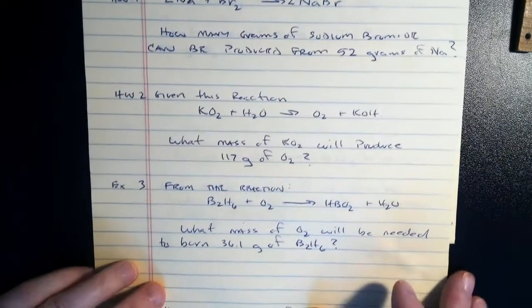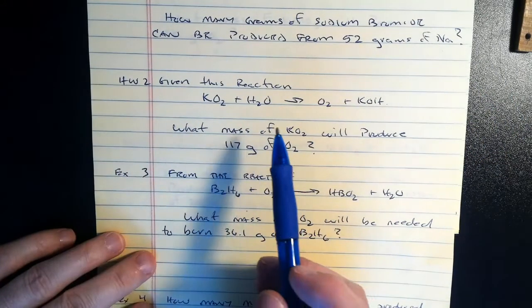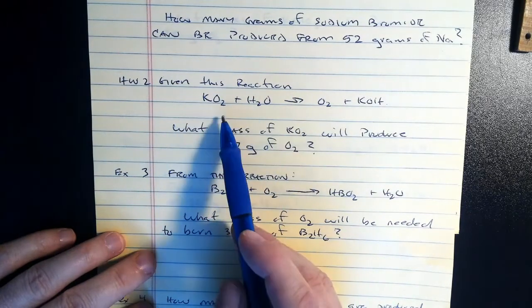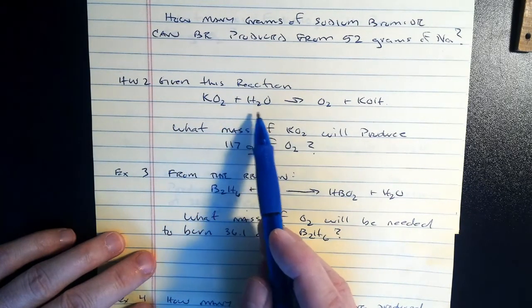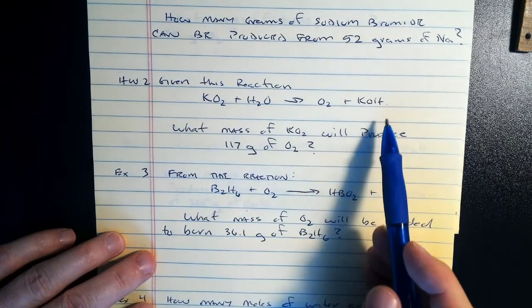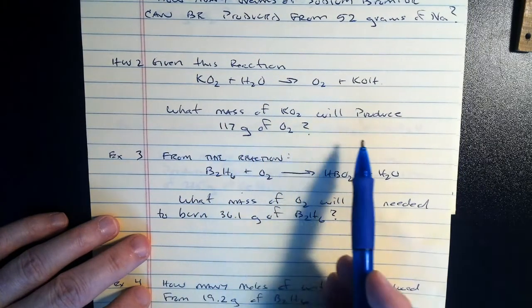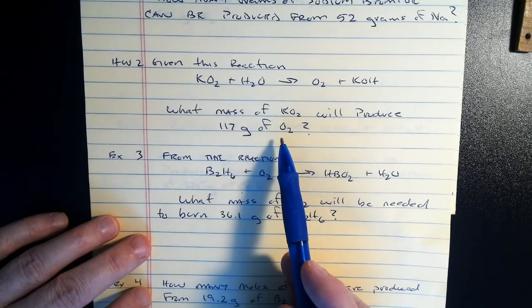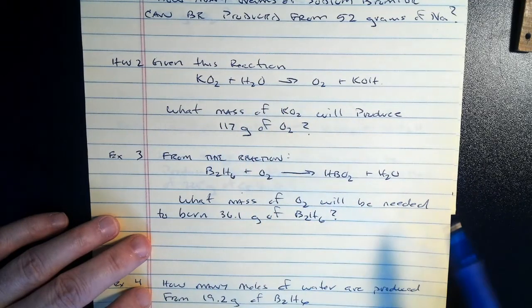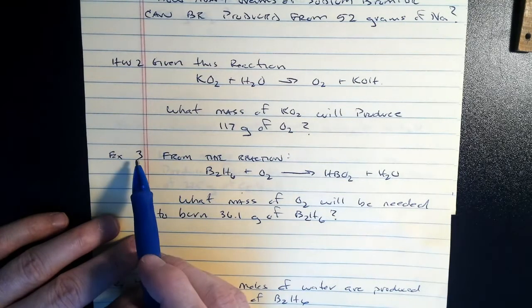And then we have homework problem number 2. Given this reaction, KO2 reacts with water to produce O2 plus KOH. And then what mass of KO2 will produce 117 grams of O2. So you can put your numbers up here if you want, and that's fine. Now we're starting off today with example 3.